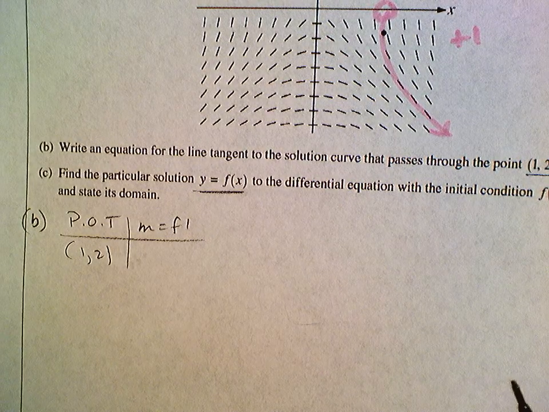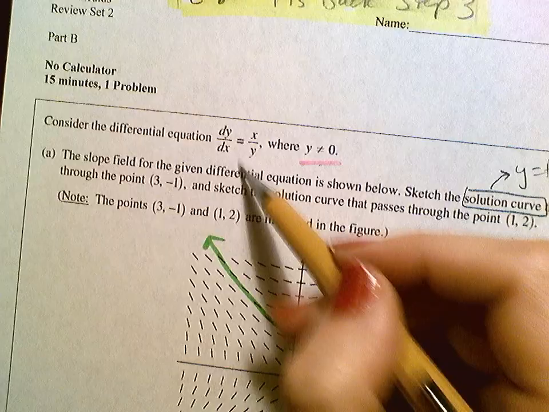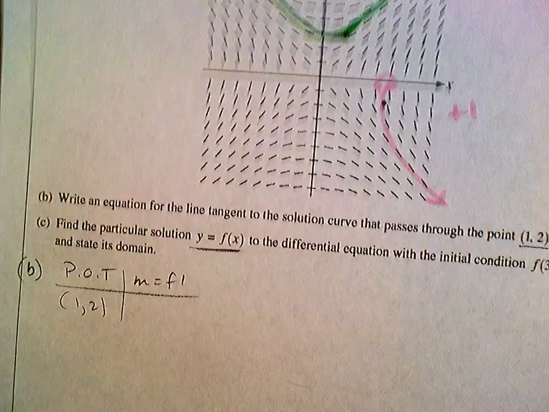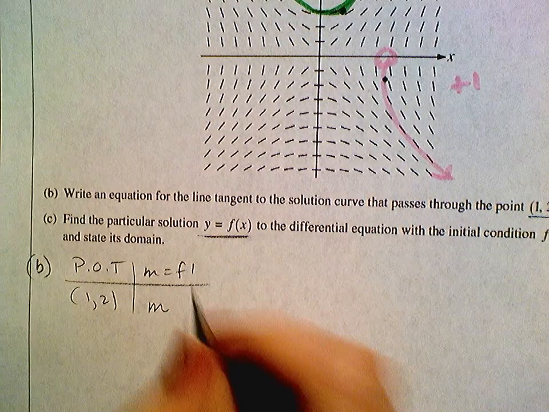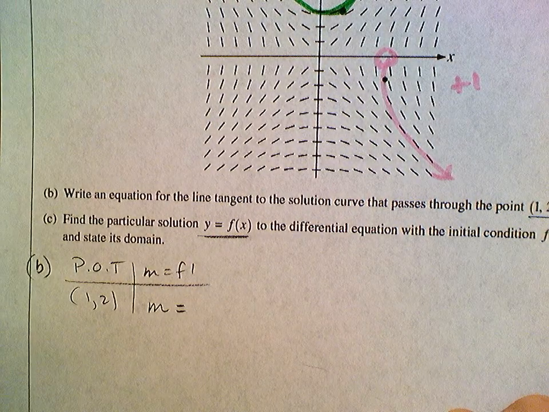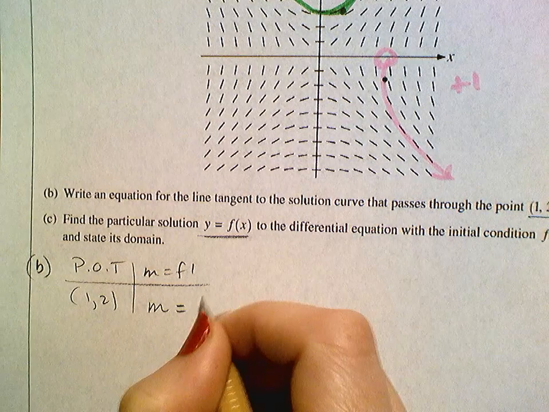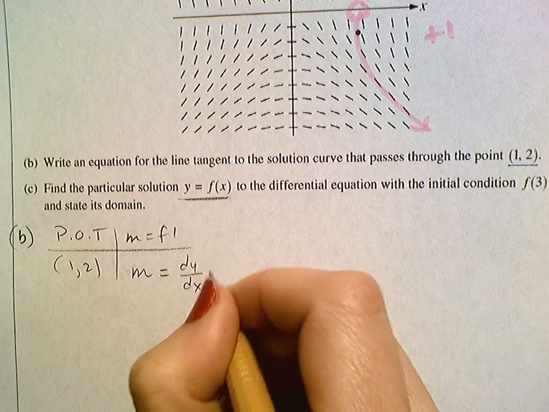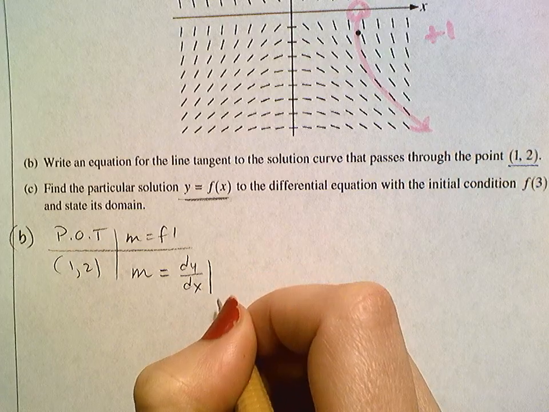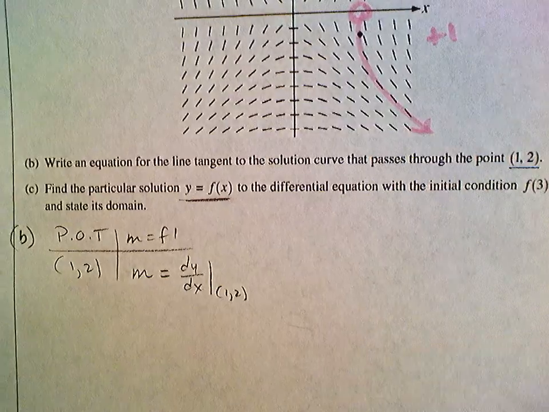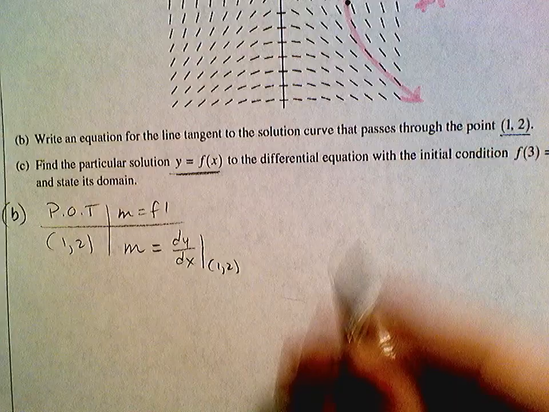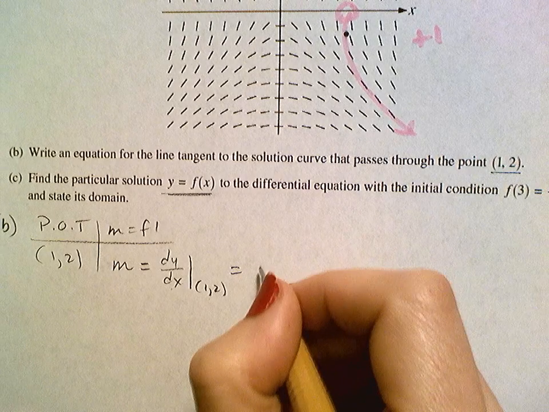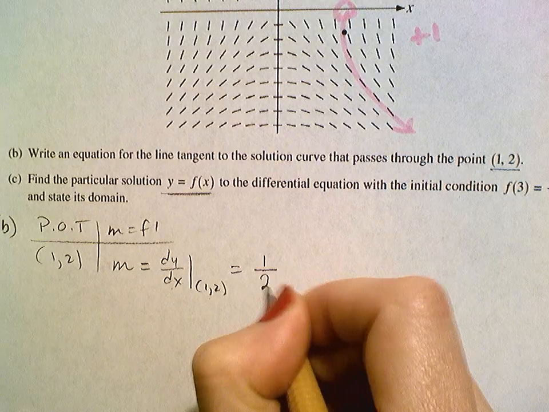Well, they're giving us this equation, which gives the slope at any value. So the slope is equal to dy dx. That's just another way of saying f prime, and this is Leibniz notation. So evaluated at the point 1, 2. If you don't use this exact notation, it's okay. This just means I'm taking dy dx and plugging those coordinates in for it. So I end up with 1 over 2.